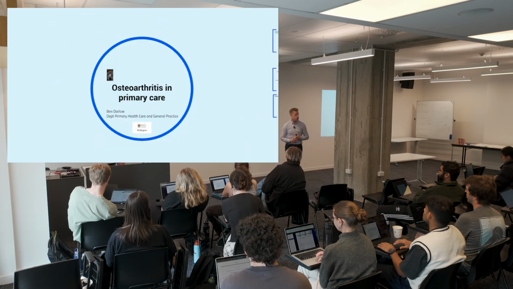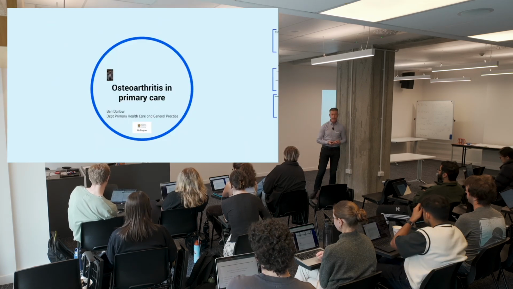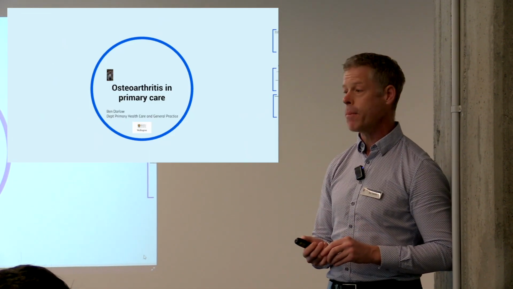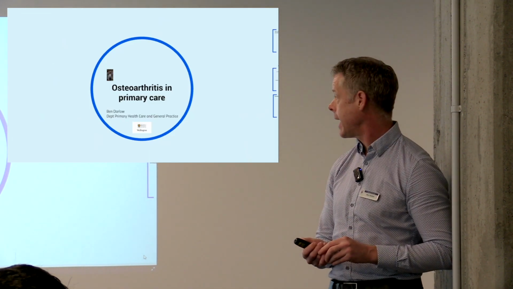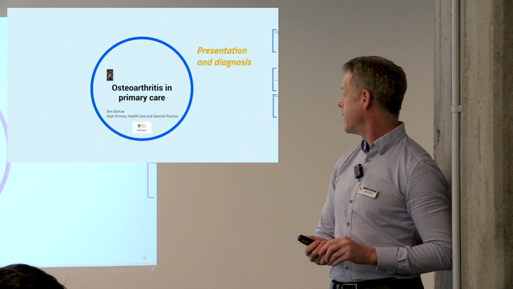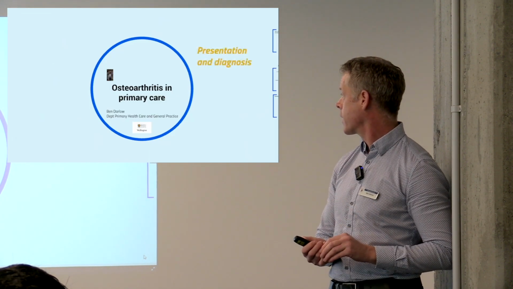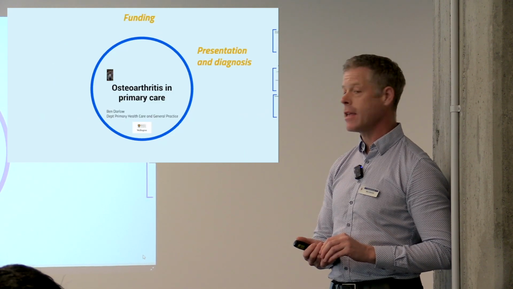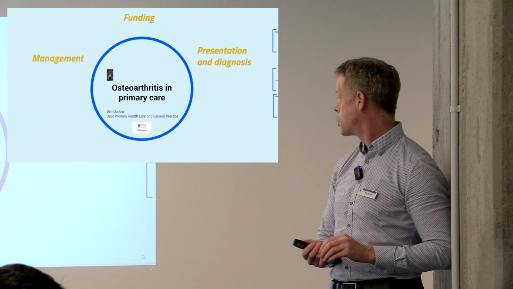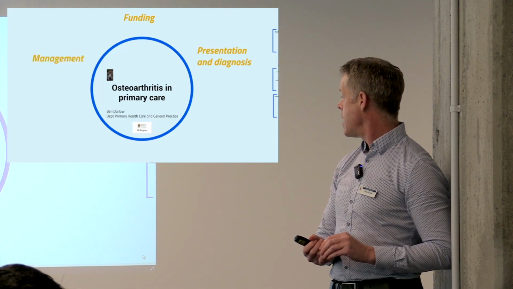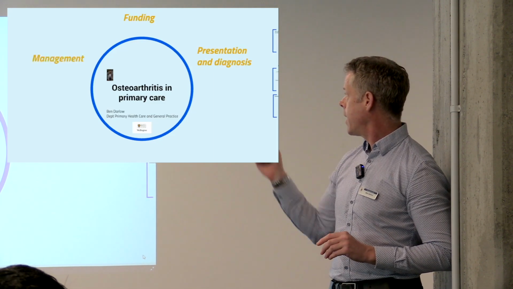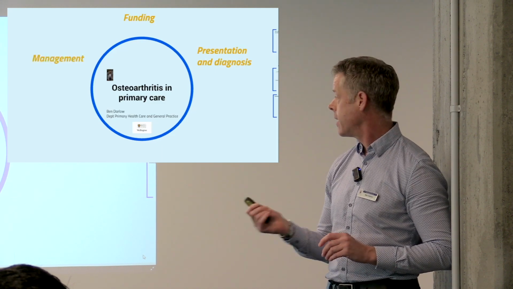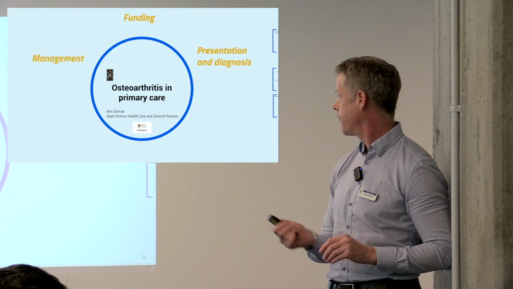So today we're going to talk about osteoarthritis, particularly from a primary care perspective. Next year you will have osteoarthritis from an orthopaedic perspective in musculoskeletal care. And what we're going to talk about is in 3 sections: presentation and diagnosis, funding, as in who pays for care, and then management approaches to that. We will have a group exercise for funding, and then some pair exercises in the management so that you get to do some stuff as well.